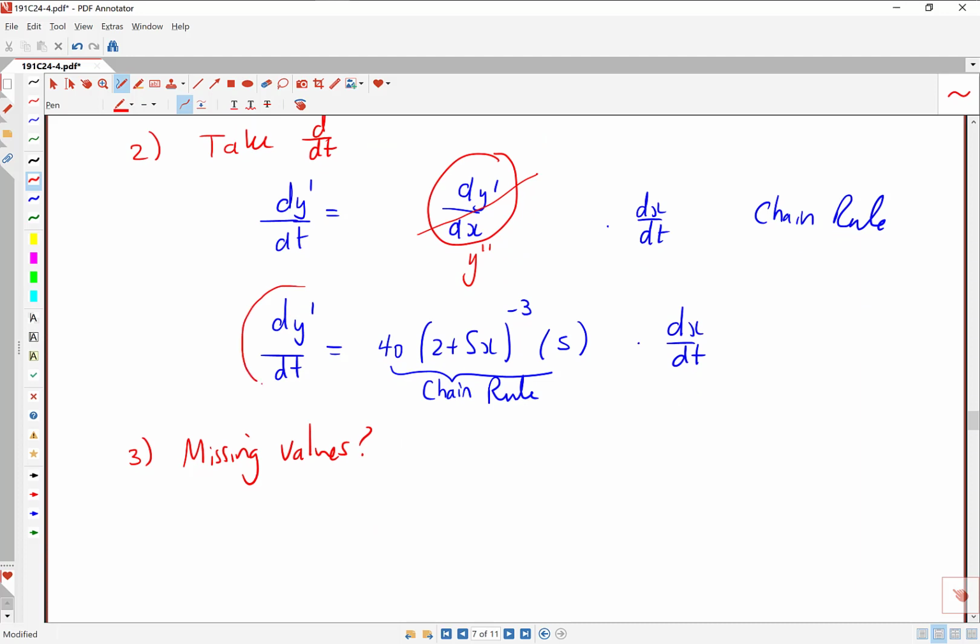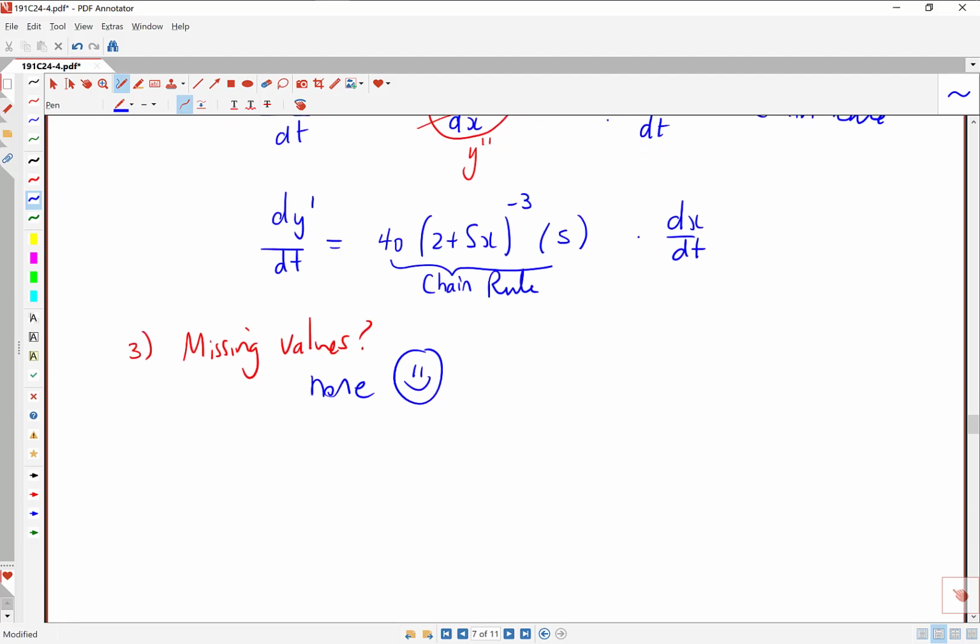So this here, that's what we want. We've got x and we've got dx by dt. So in fact, there are no missing values. So none. That's good. This problem was actually complicated enough as is without any missing values. So then step 4, we're going to solve.